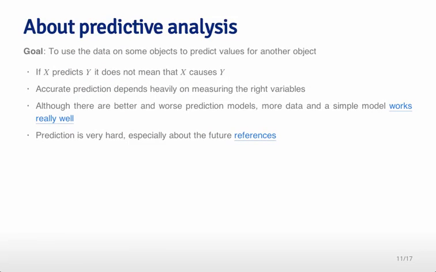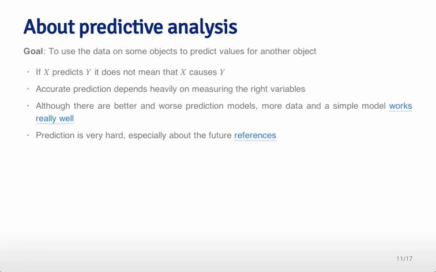Prediction analysis is a little bit different than inferential analysis. It's usually a little bit more challenging. So the idea is to use the data on some objects that you've collected data on to predict the values for another object or the next observation that comes through the door. An important thing to keep in mind is that even if X predicts Y, it does not mean that X causes Y. That's one of the main fallacies that you can run into when dealing with predictive analysis.